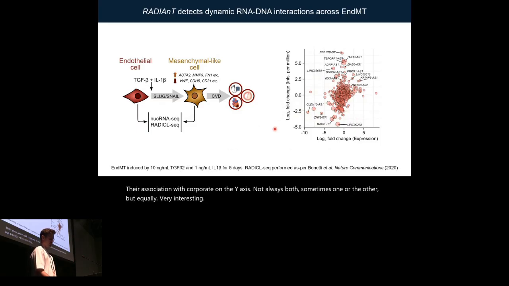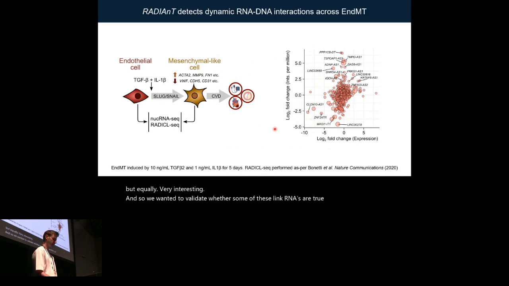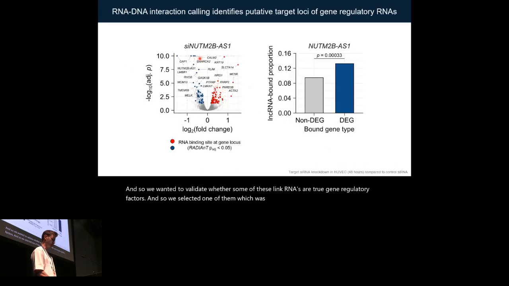And so we wanted to validate whether some of these lncRNAs are true gene regulatory factors. And so we selected one of them, which was this lncRNA called NUTN2B antisense 1. I'm just going to call it NUT from this point forward. And we essentially reproduced its downregulation in EndoMT by knocking it down with siRNA. And we then looked at differentially expressed genes, as you would, perfectly standard.